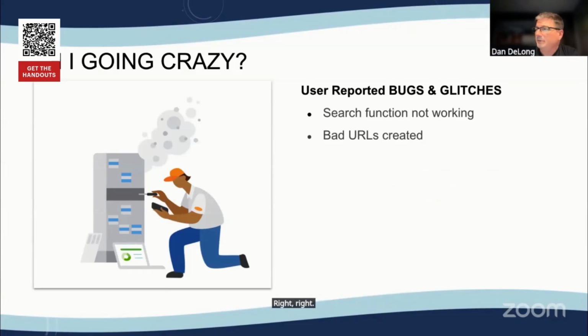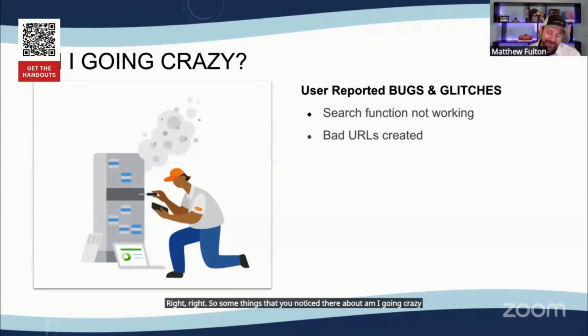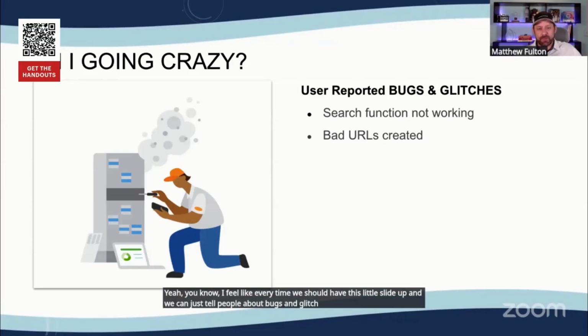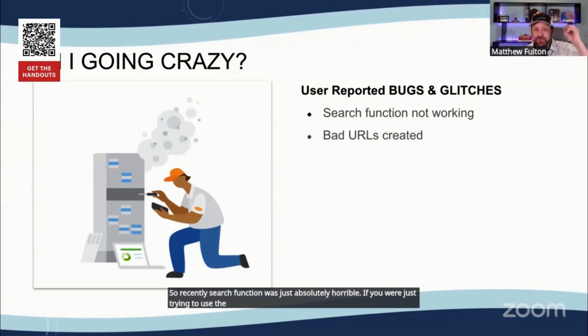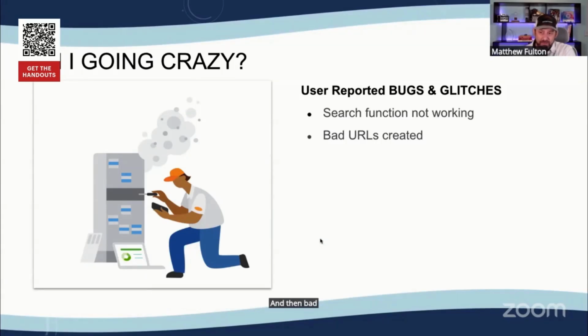So some things that you noticed there about, am I going crazy? Yeah. I feel like every time we should have this little slide up and we can just tell people about bugs and glitches that we're experiencing or hearing about. So recently, search function was just absolutely horrible. If you were just trying to use the magnifying glass to do a quick search, it wouldn't pop an answer. You'd have to go to the advanced area. Then you could search it and get stuff to pull correct. And then bad URLs were getting created all the time and giving us the smoking machine, basically.